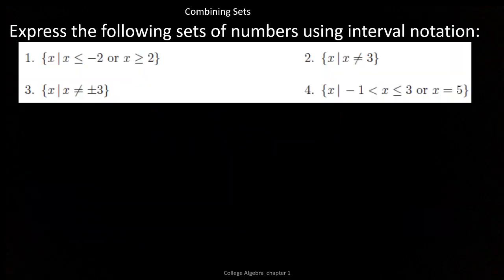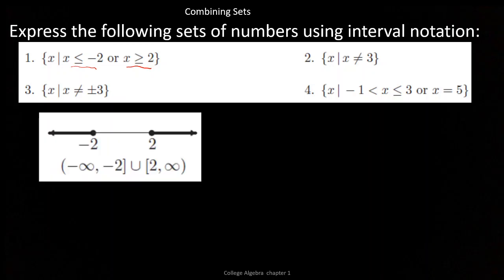All right, so we want to write this in terms of interval notation. So the first one says all numbers less than or equal to -2, or all numbers greater than or equal to 2. So with interval notation, we're going to have two intervals, right? We're going to have all numbers from -infinity to -2, which is this one, including -2, and all numbers after 2, including 2, which is that one.